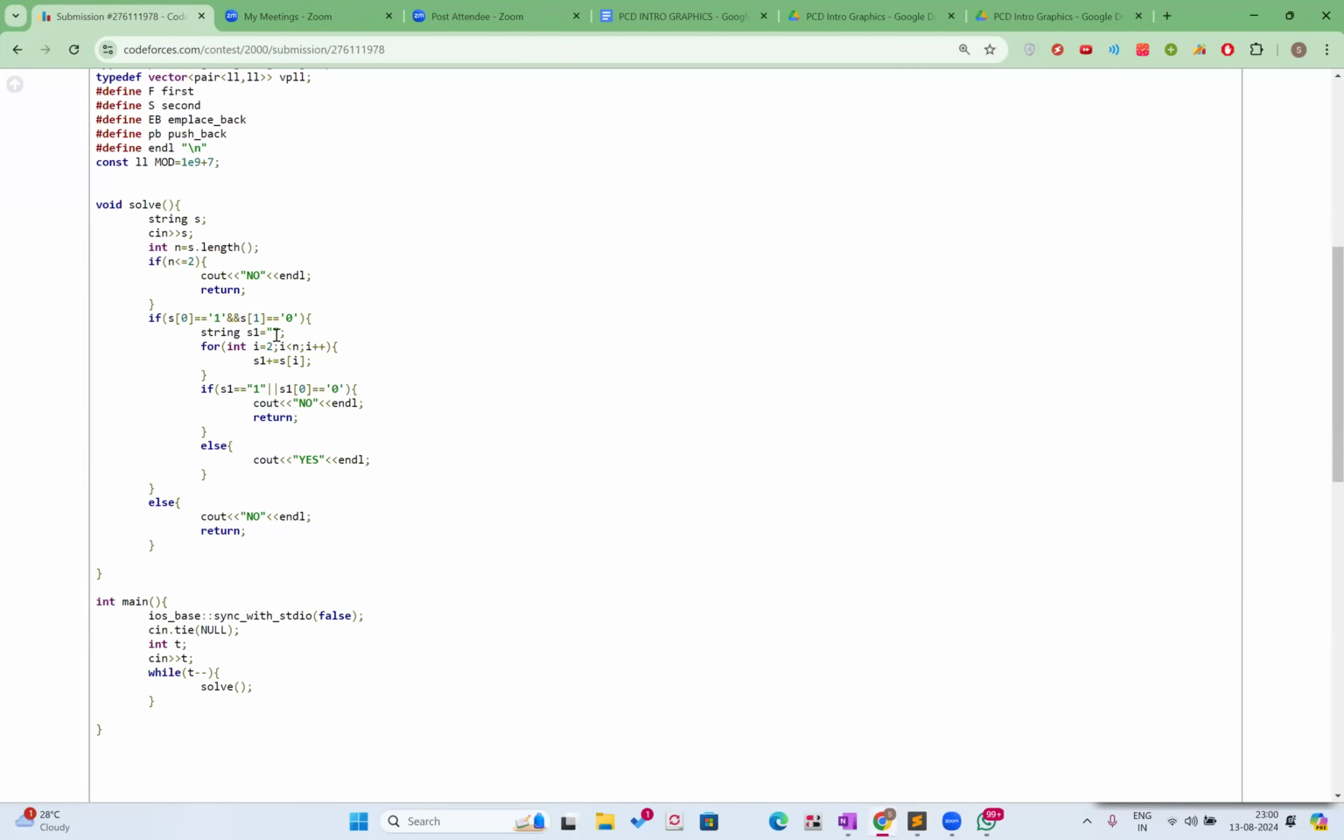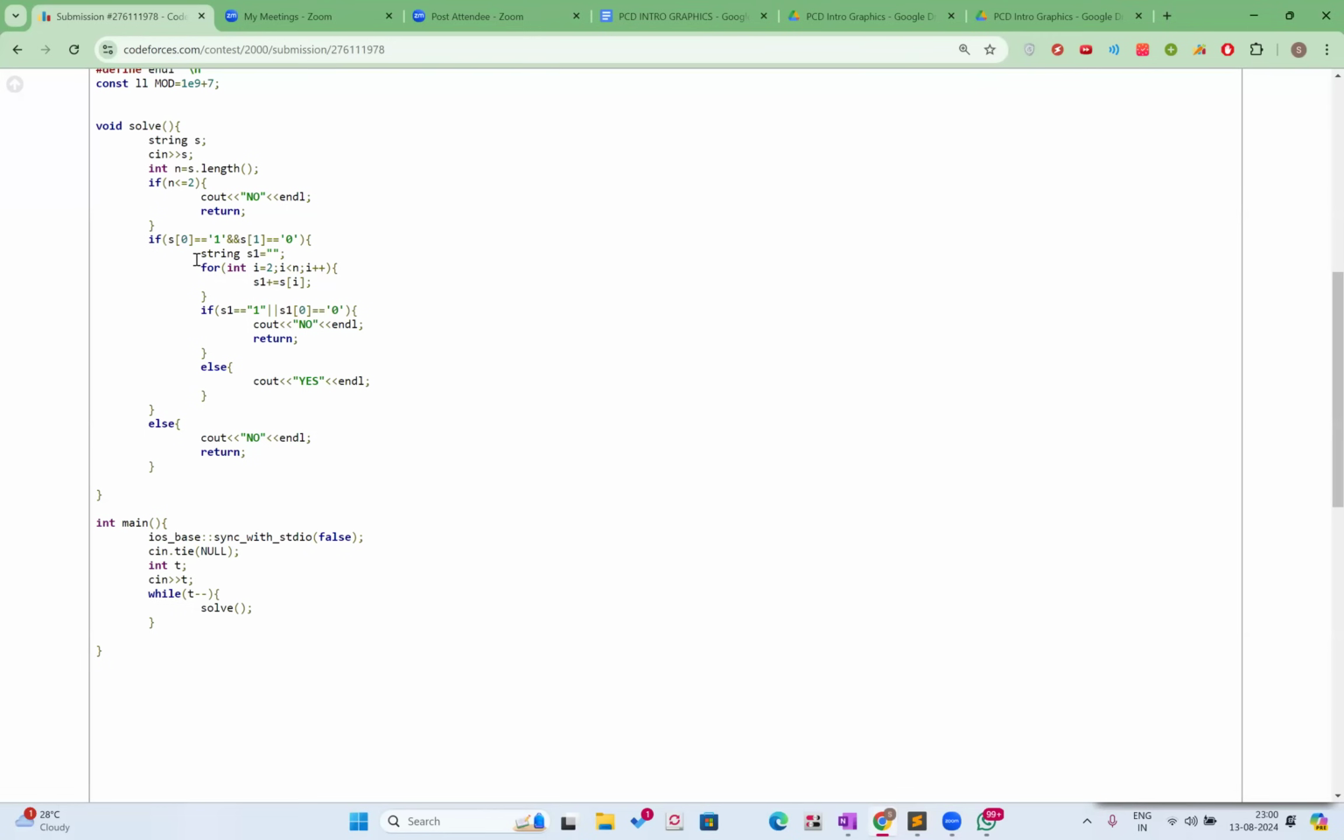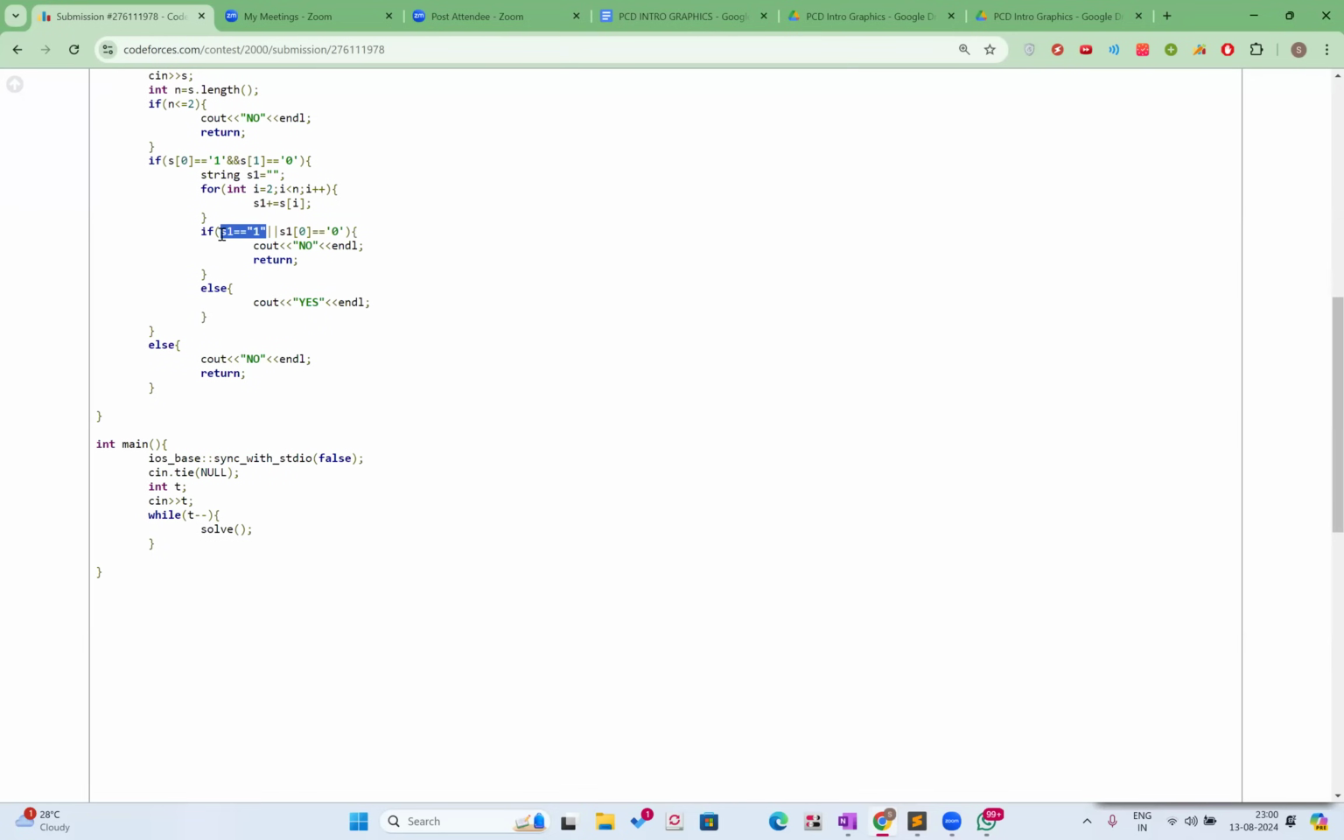So I'll create another string, S1, which is the remaining part of S. I'll start the loop from 2 up to n, and this represents the remaining part of S, except the 0th and the first character. And S1 should not equal 1. Exactly, the string 1 is not applicable, because it should be greater than or equal to 2. And it should not start with a 0. So the remaining string from the third character onwards should not start with a 0.